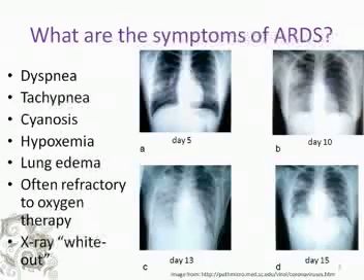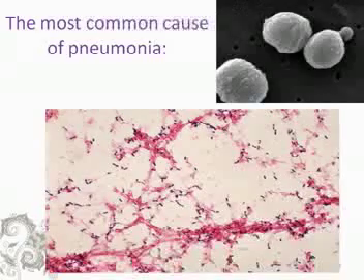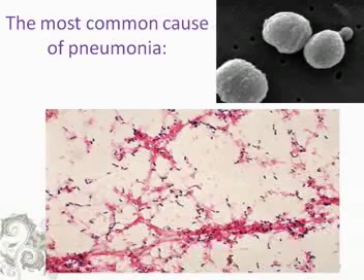Largest cause of ARDS: pneumonia. In the upper image, you can see a scanning electron micrograph of pneumonia. In the other image, you can see hematoxylin and eosin stained lung tissue. This is a patient with pneumonia within their lung tissue.